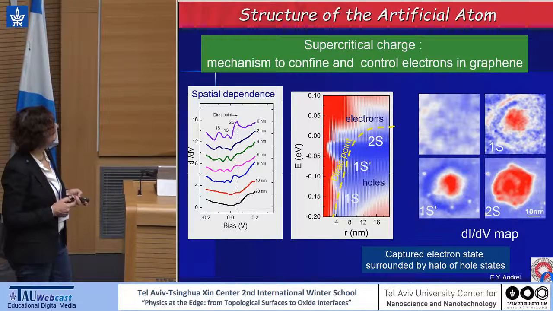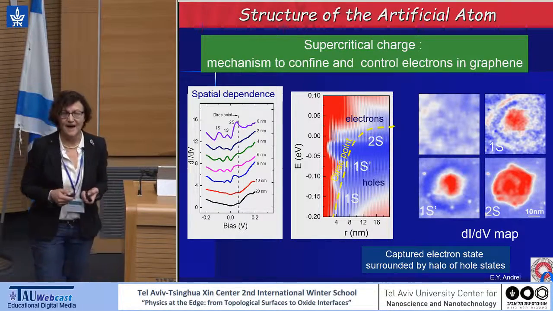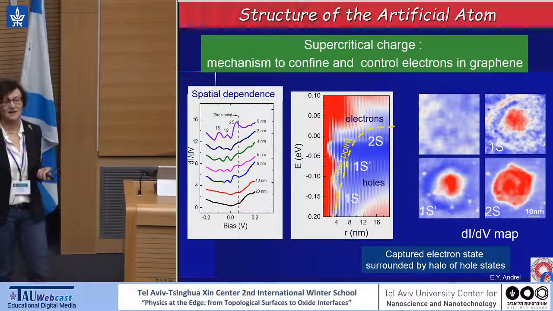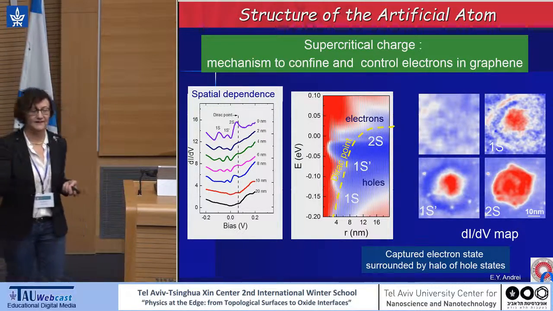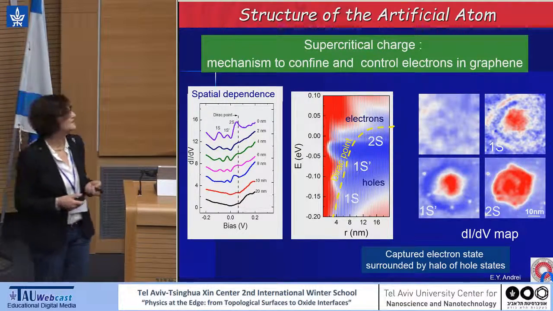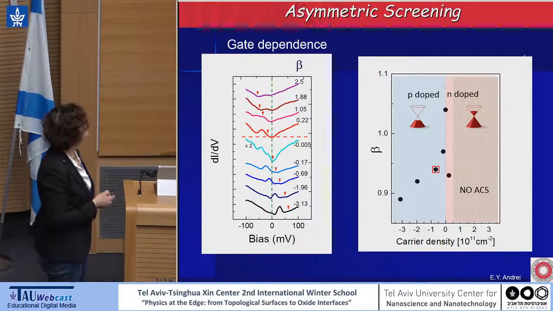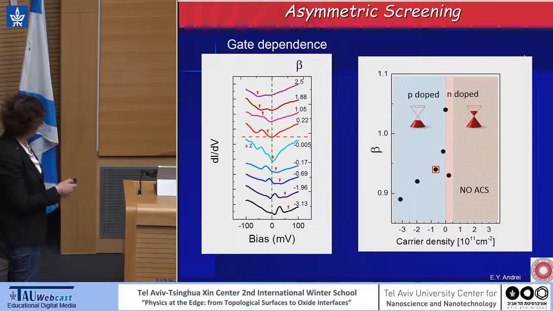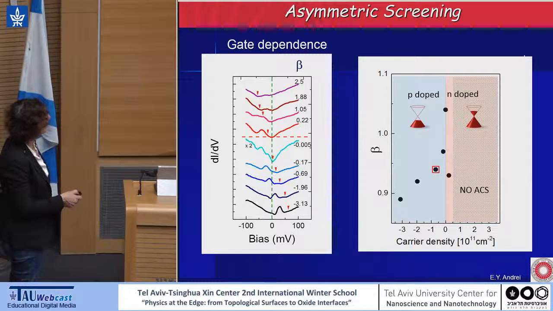And finally, I'm going to show you what happens with gating. You might wonder what screening does to this charge. How come the itinerant electrons in the conduction band don't screen this charge? So this is a gate dependence. We're going from hole doped to electron doped. The red arrows here are where the Dirac point is.